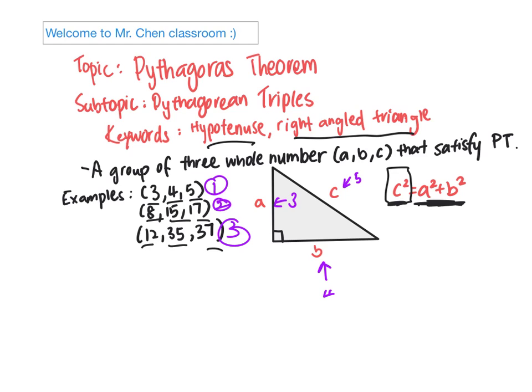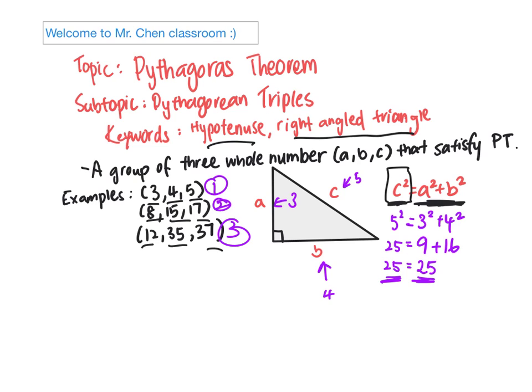So we're going to show you how that works. 5 is your hypotenuse, so we'll put that in as your c. 5 squared equals 3 squared plus 4 squared. So 5 squared is 25, 3 squared is 9, and 4 squared is 16. So there you go. The sum of a squared and b squared is equal to c squared. Look at that. That means they're actually satisfied.